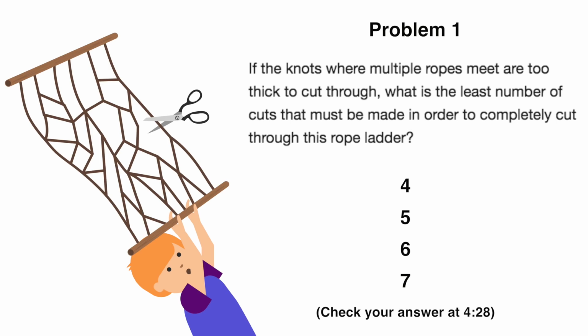Problem 1. If the knots where multiple ropes meet are too thick to cut through, what is the least number of cuts that must be made in order to completely cut through this rope ladder? The options are 4, 5, 6, or 7.